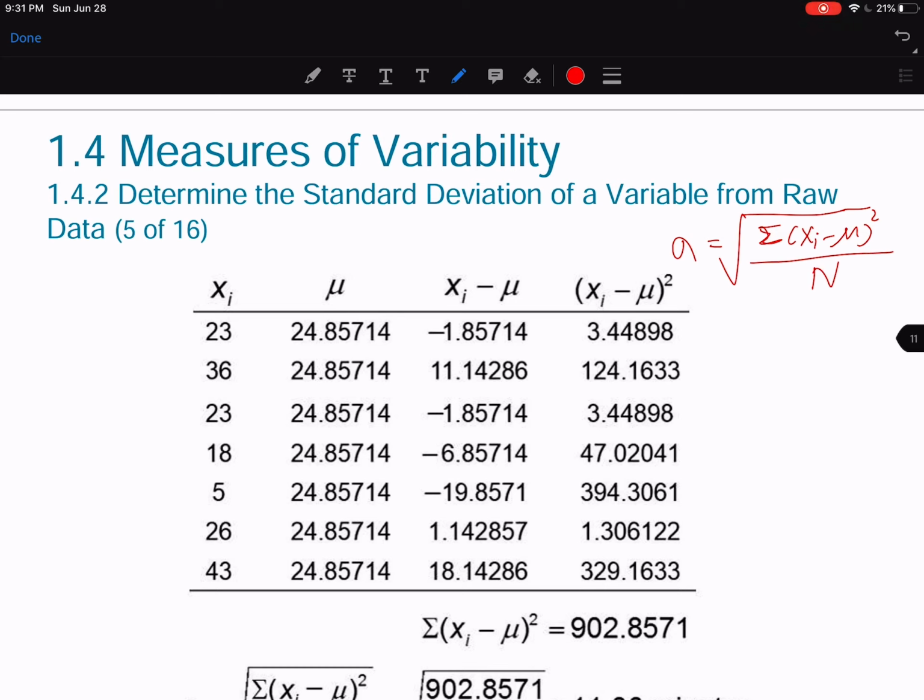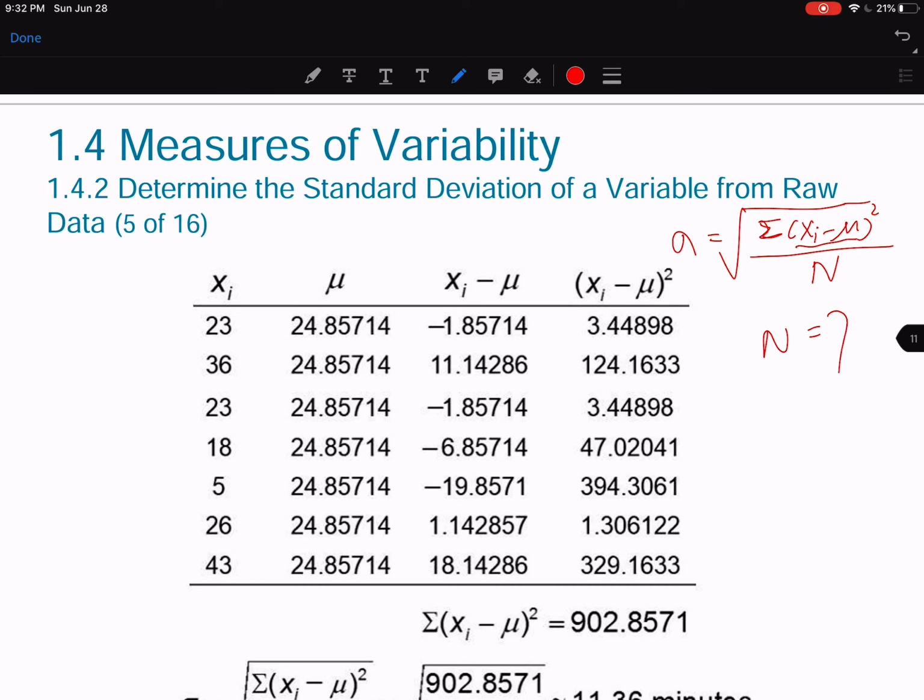We already know that n is 7. So basically, if we can find each xi minus mu squared and add them all up, we can find the answer. First of all, we list all of the xi here. We get 7 of them, and mu is equal to the sum of xi divided by n, which is the sum of xi divided by 7. You add them all up, divide by 7, and you get the same answer. And actually, I believe we got this number in the previous video as well.